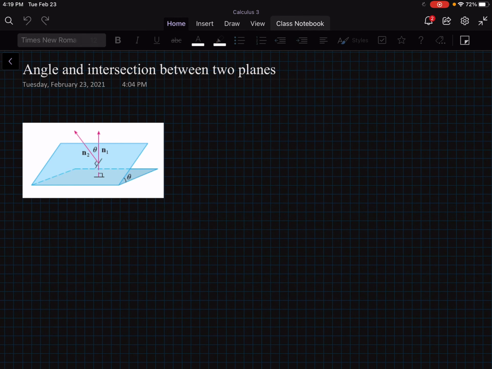Now we want to introduce angle and intersection between two planes. We first introduce the angle between two planes.